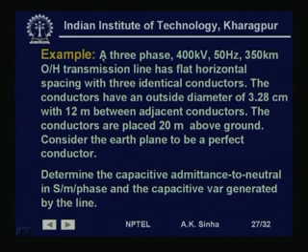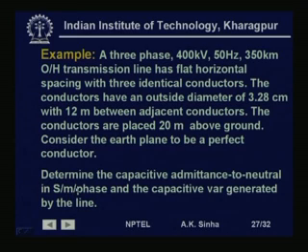We consider a 3 phase 400 kV 50 hertz 350 kilometer overhead transmission line with flat horizontal spacing with 3 identical conductors. The conductors have an outside diameter of 3.28 centimeter with 12 meter between the adjacent conductors. The conductors are placed 20 meter above the ground. We consider the earth plane to be a perfect conductor. Determine the capacitive admittance to neutral in Siemens per meter per phase and the capacitive VAR generated by the line.